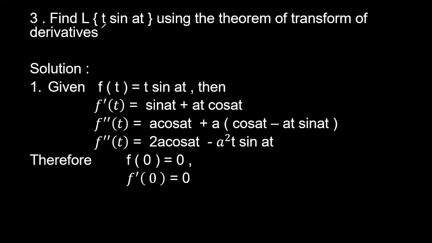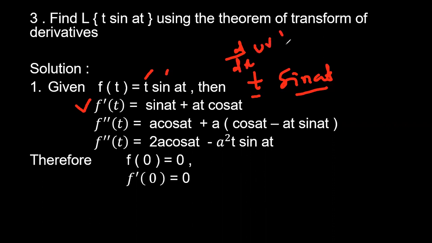Okay. So from this equation, what is f of t? f of t is equal to t into sin at. We have to differentiate this f of t one time. Here we have two functions: one is t, another one is sin at. So what do we have to do when we have two functions? We have to apply the differentiation of the uv rule. When you have two functions, you can apply the uv rule differentiation.